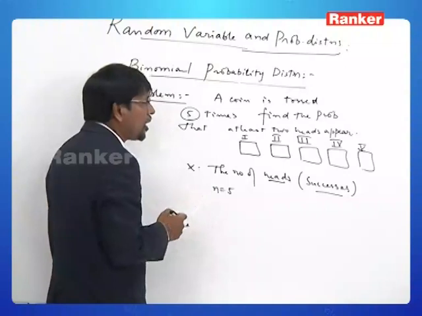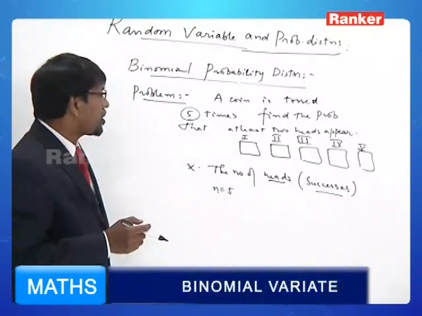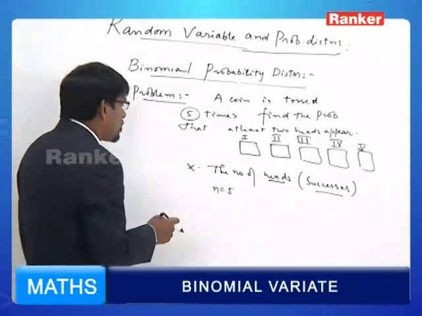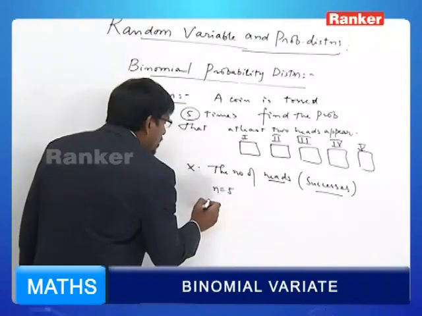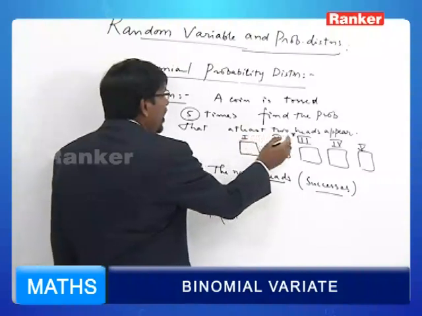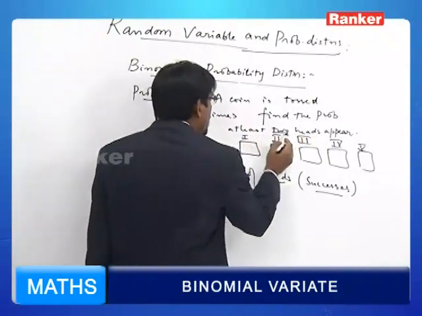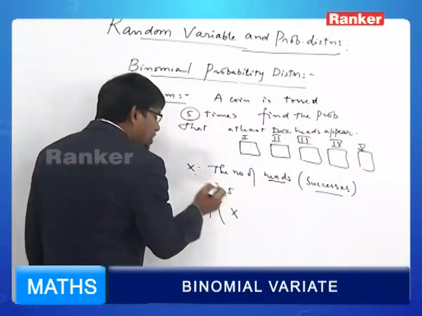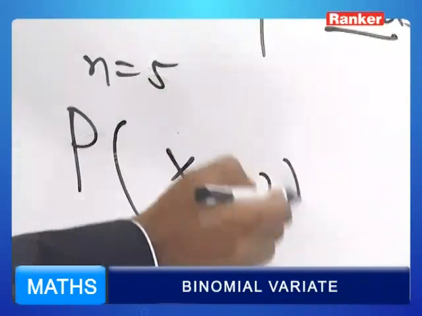Now it appears to be a case of binomial probability distribution. So what is being asked? Probability of the number of heads being at least 2. So probability of X taking a value greater than or equal to 2.